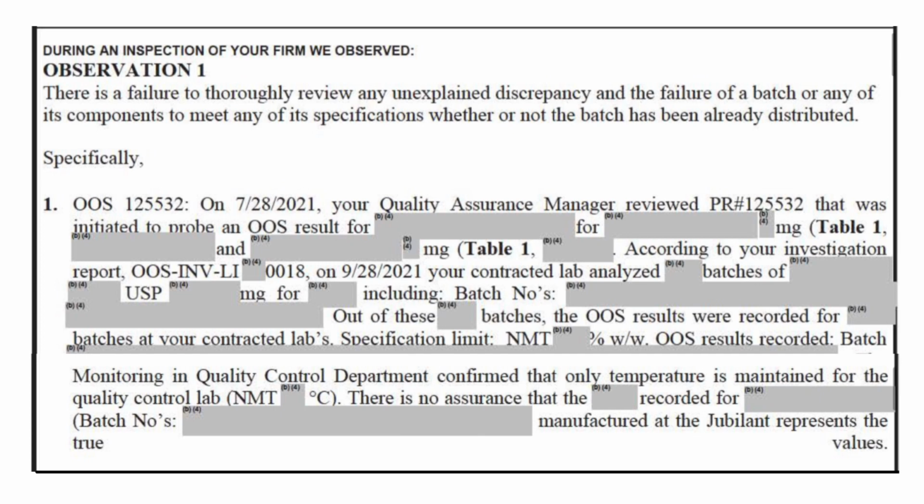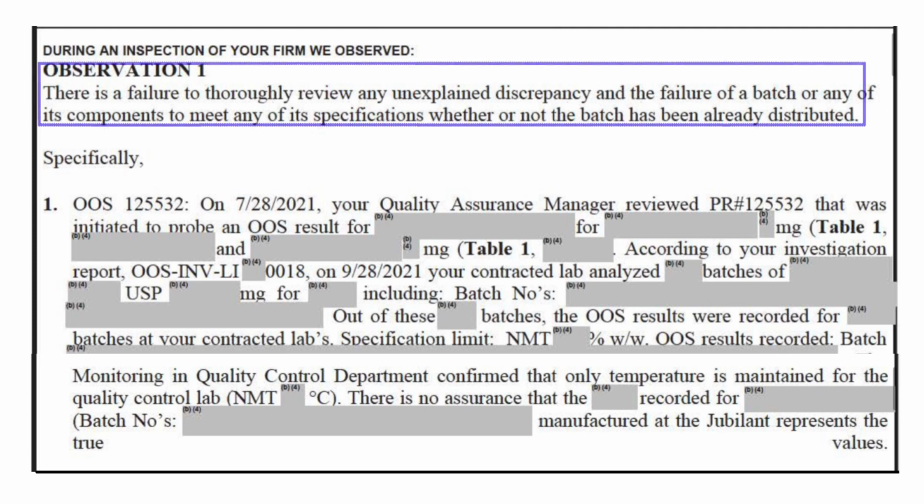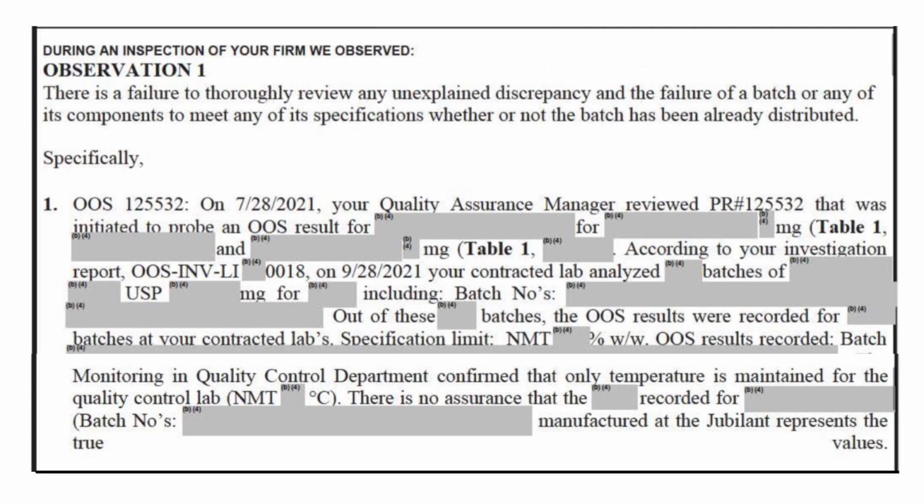Observation number 1, and the title of observation number 1 is: there was a failure to thoroughly review any unexplained discrepancy. Under this observation, auditors reviewed an OOS investigation report and observed multiple discrepancies in it. So let us see what the discrepancies were.